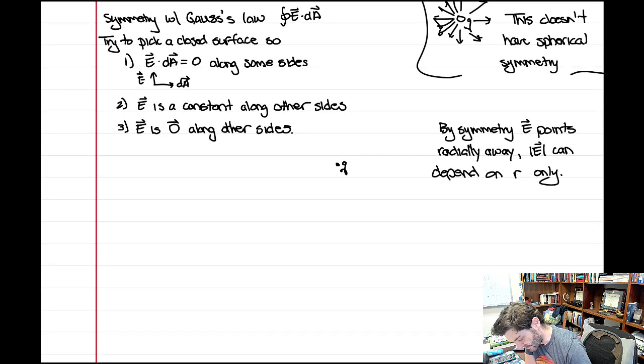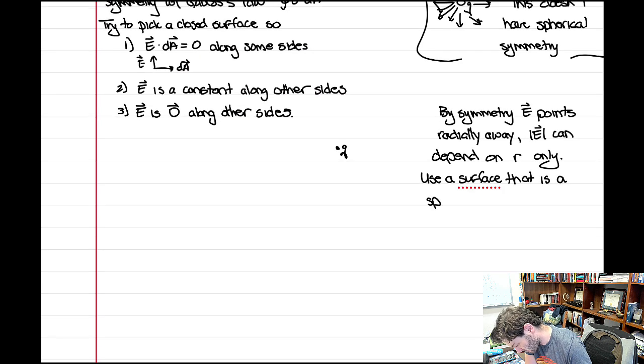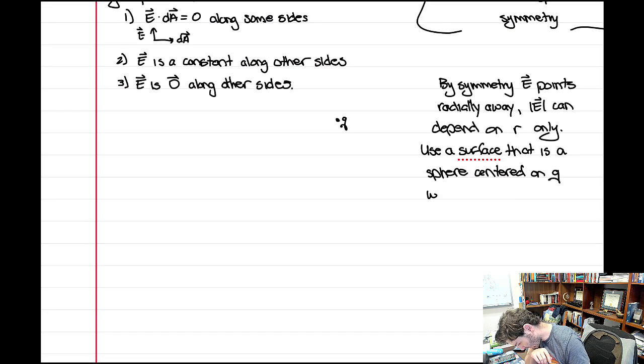So that motivates using a surface that is a sphere of radius r, or a sphere centered on Q with radius r. And let's move this over.